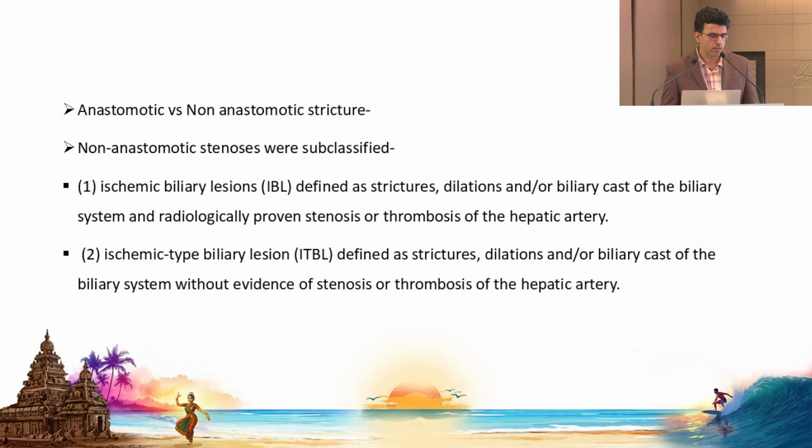So we all know that strictures are anastomotic and non-anastomotic, and non-anastomotic are further classified as ischemic biliary lesions associated with HAT or ischemic type biliary lesions not associated with HAT. So these are the punctures in the pediatric age group. These are common puncture needles. We use the NEP set 21 gauge or a micro puncture set with a 0.018 wire.